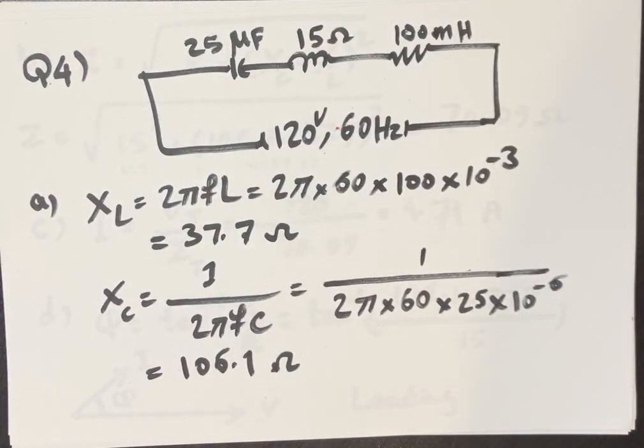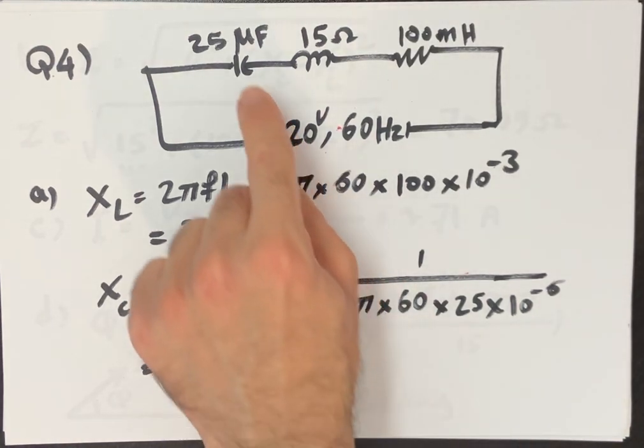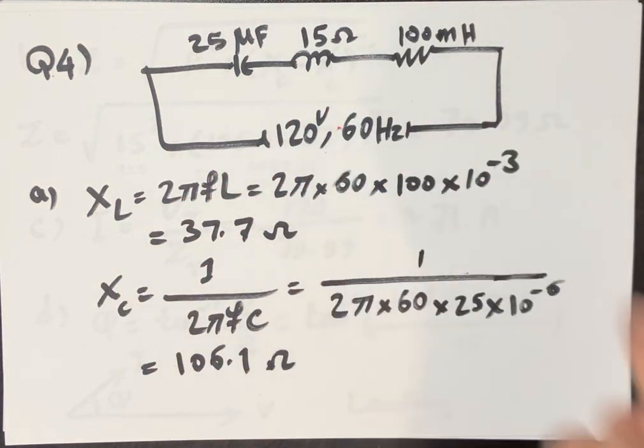Question number 4 is about AC circuit. There is a capacitor, a resistor, and a reactor and a resistor. The reactor and the resistor together form a coil. The question is, what is the inductive and capacitive reactances?